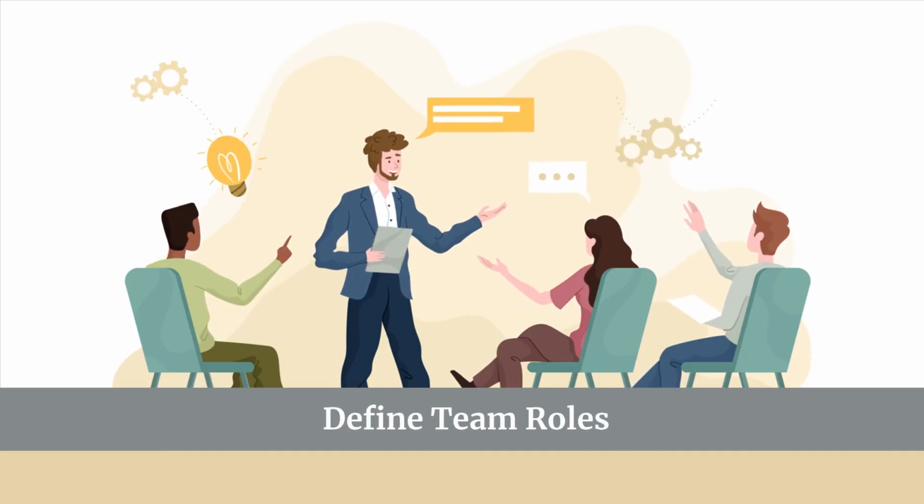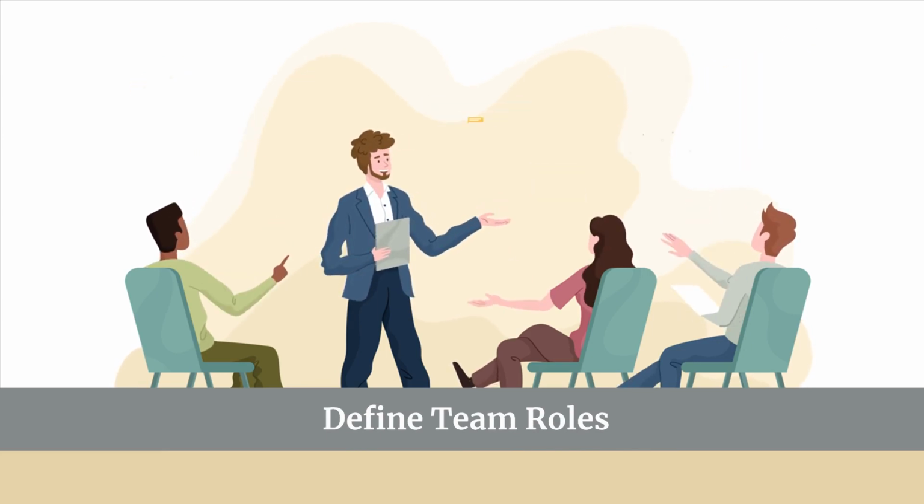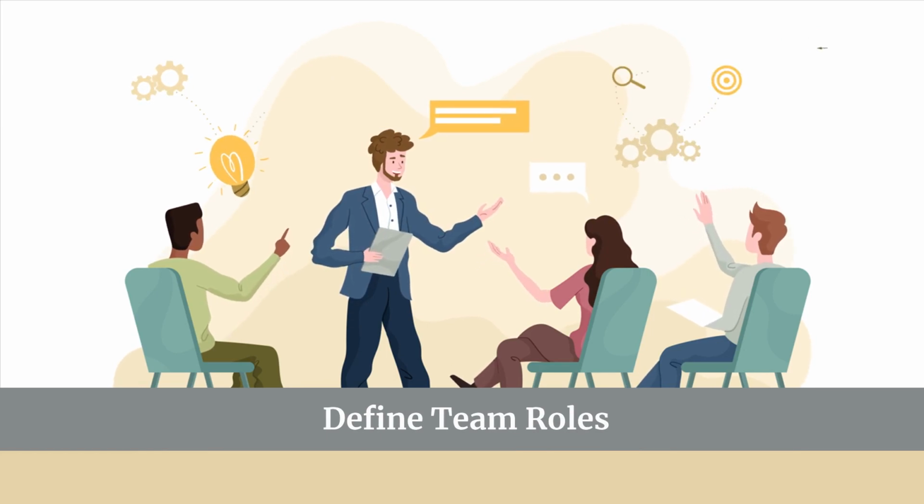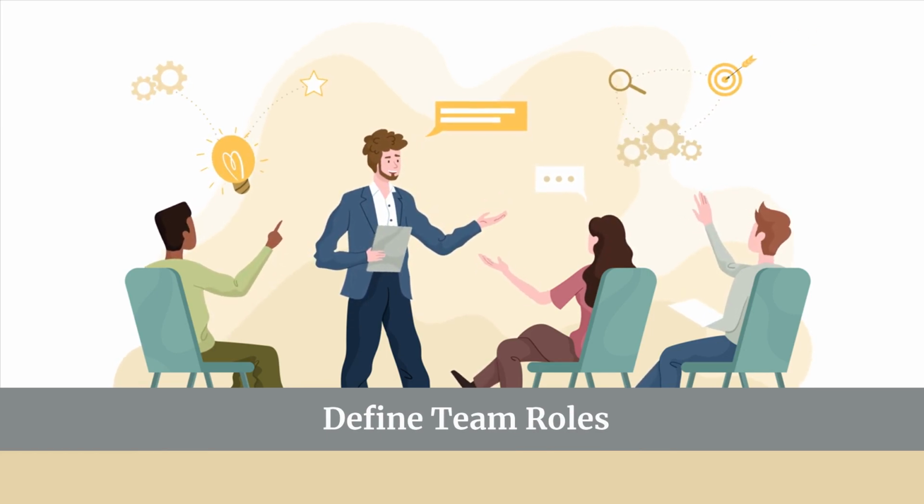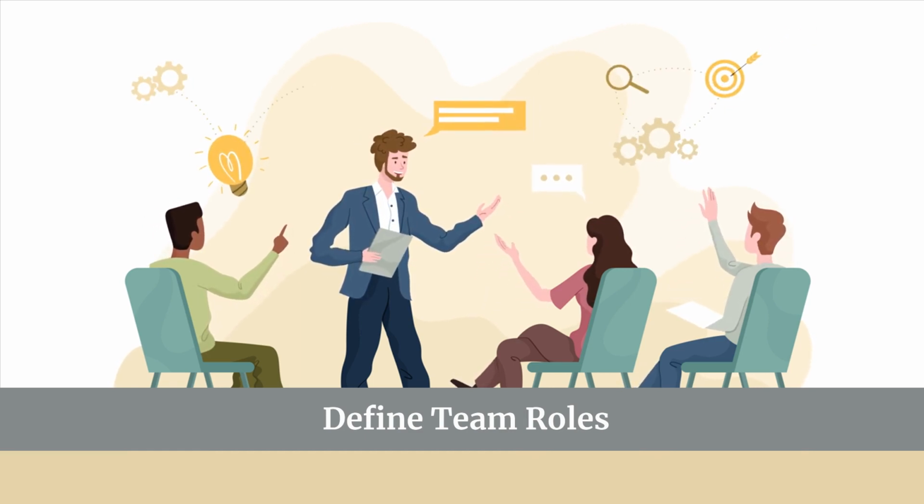Number 1, define team roles. Identify and assign roles such as Scrum Master, Product Owner, and development team members. Clearly define the responsibilities of each role in the Agile framework.